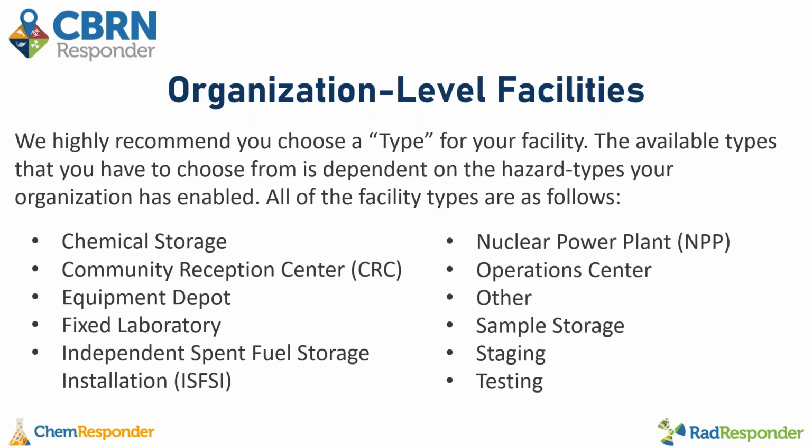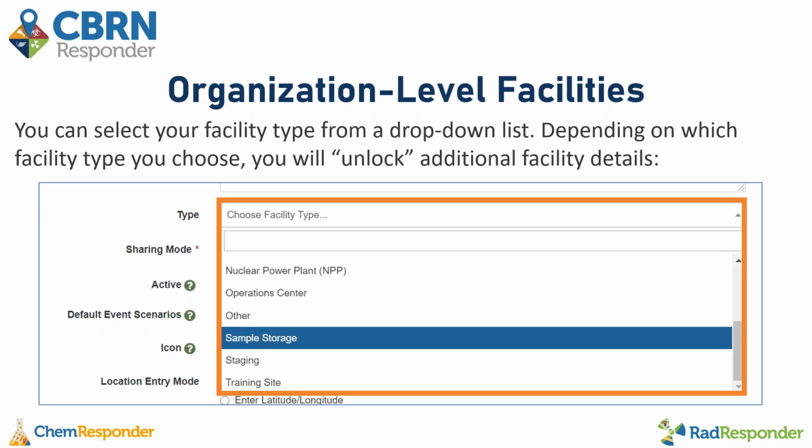So we have chemical storage, community reception centers, equipment depots, fixed laboratories, independent spent fuel storage installations, nuclear power plants, operations center, and other, which you can use for any other type of building or facility, sample storage, staging, and testing. You can select your facility type from the drop-down list from that Create Facility page. And depending on which facility type you choose, you may unlock additional facility details.